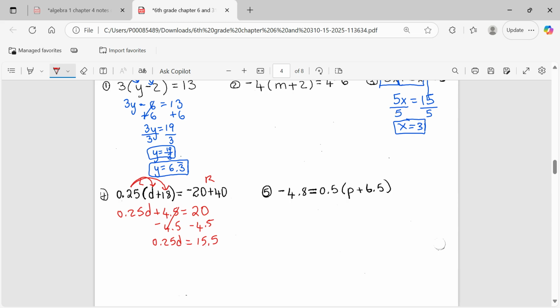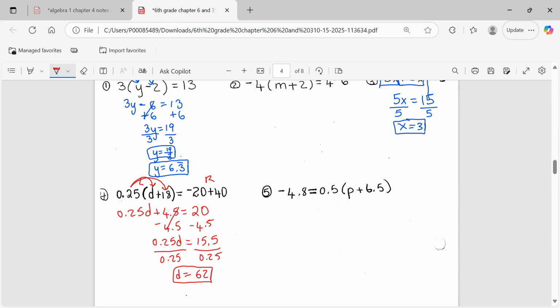And then to get d all by itself, I'm going to go ahead and divide by 0.25 because it's the opposite of multiplication. And so d is equal to 62. And of course, again, we can take the d and substitute it, and we can check.